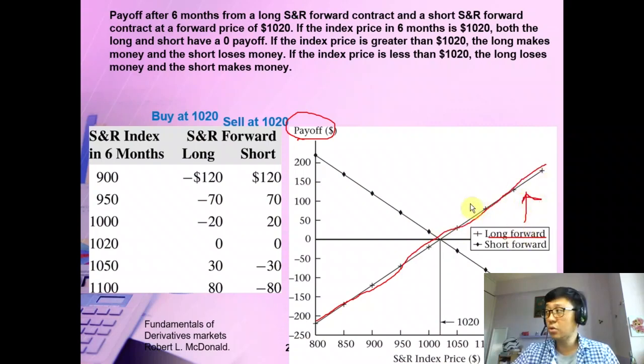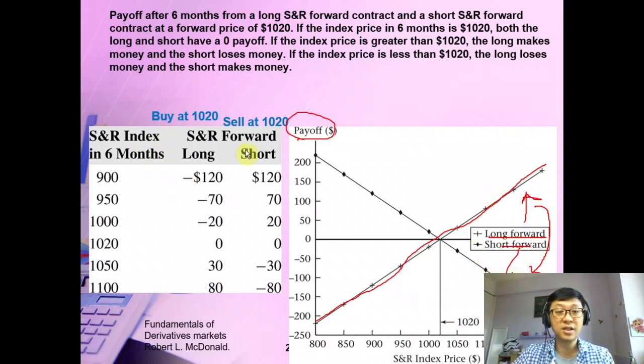As we know, the long forward is actually a mirror image. Whatever gain the long forward has is actually being paid by the short forward parties. So that's why you have the mirror image. So this is the short forward graph, and the long forward.